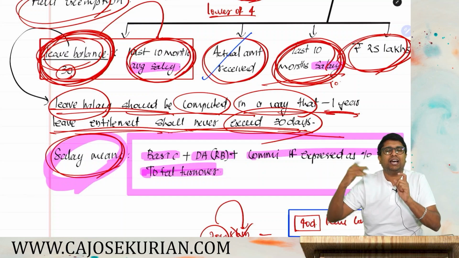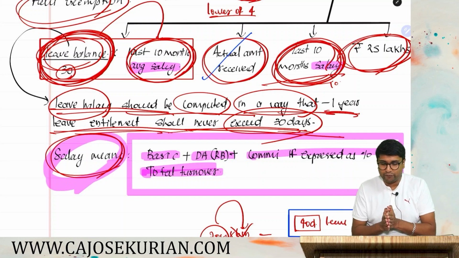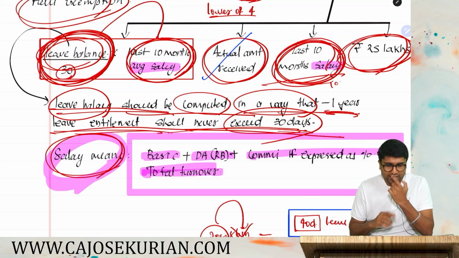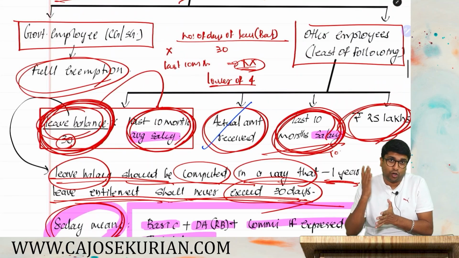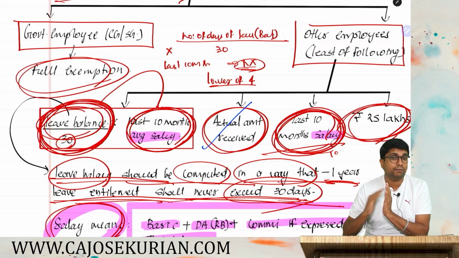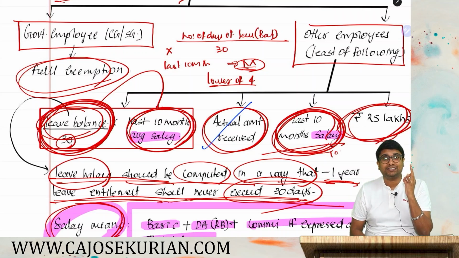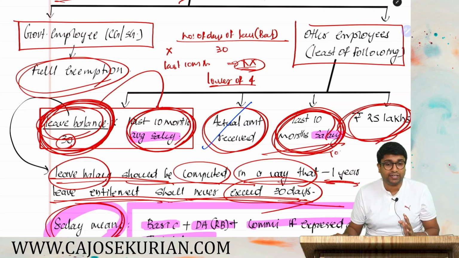That into last 10 months average salary will give you limit number 4, and you pick the lowest one and you claim it as an exemption under section 10(10AA) if you are not a central government employee or a state government employee, if you are some other type of employee. Now, you will get this exemption only if you are receiving this leave encashment at the time of retirement or death. That's what the department says. So I hope this much is clear for you.